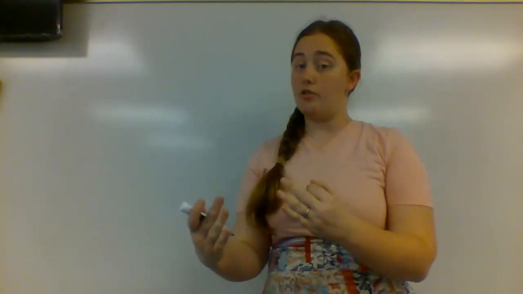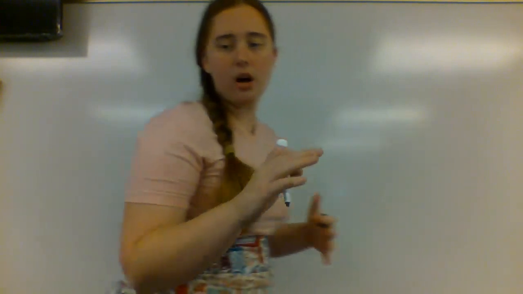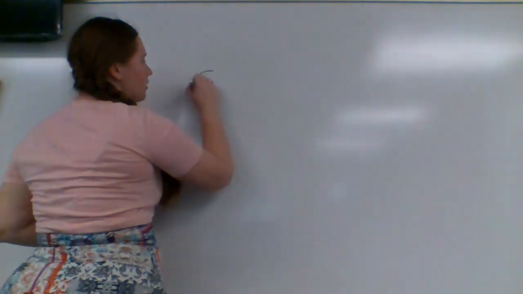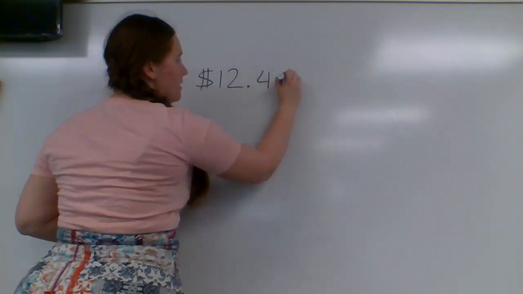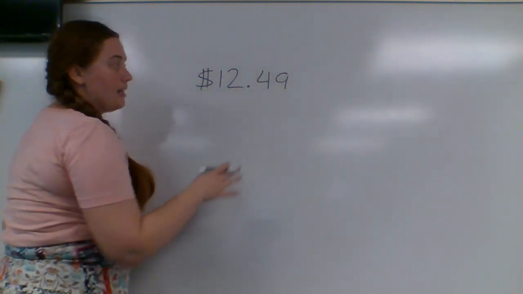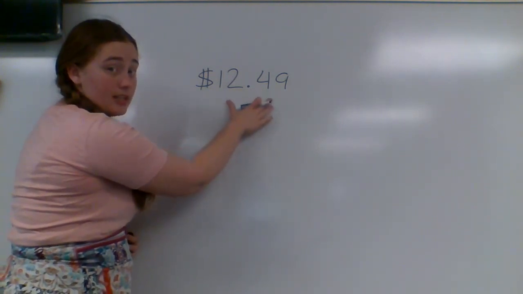Number 4 says, Dad bought 2 rose bushes for Mom. Each bush cost $12.49. Dad gave the clerk 2 $20 bills. How much change will Dad get back? Well, we start off, Dad bought 2 rose bushes, and each rose bush cost a certain amount. So each rose bush cost $12.49. And he bought 2 of them, and they cost this much each.